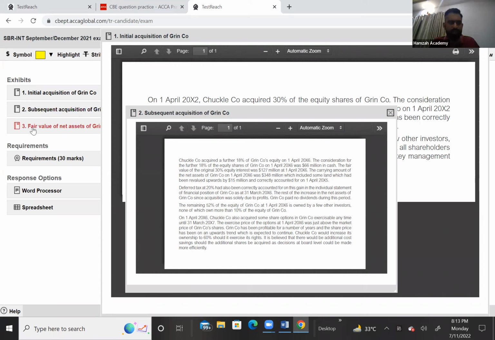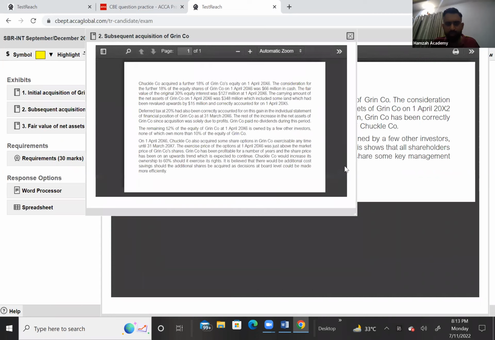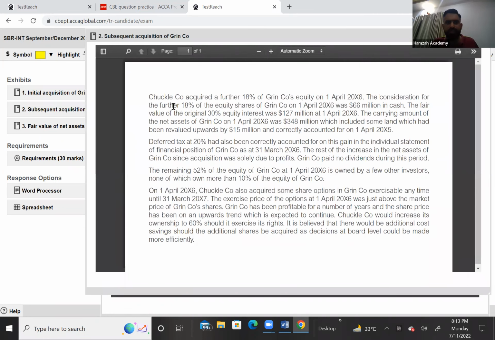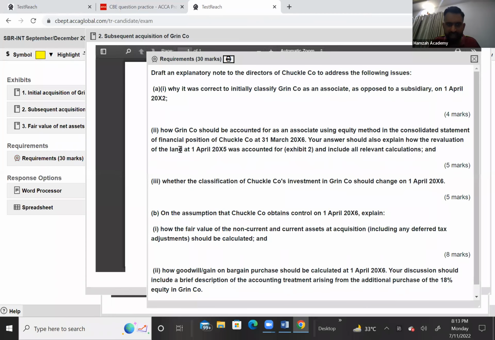When you have read exhibit number 1, then obviously you will go to exhibit number 2. As we click, the second exhibit will open, and there will be the information that C company acquired a further 18% in G, and so on. Again, there will be a requirement in that.